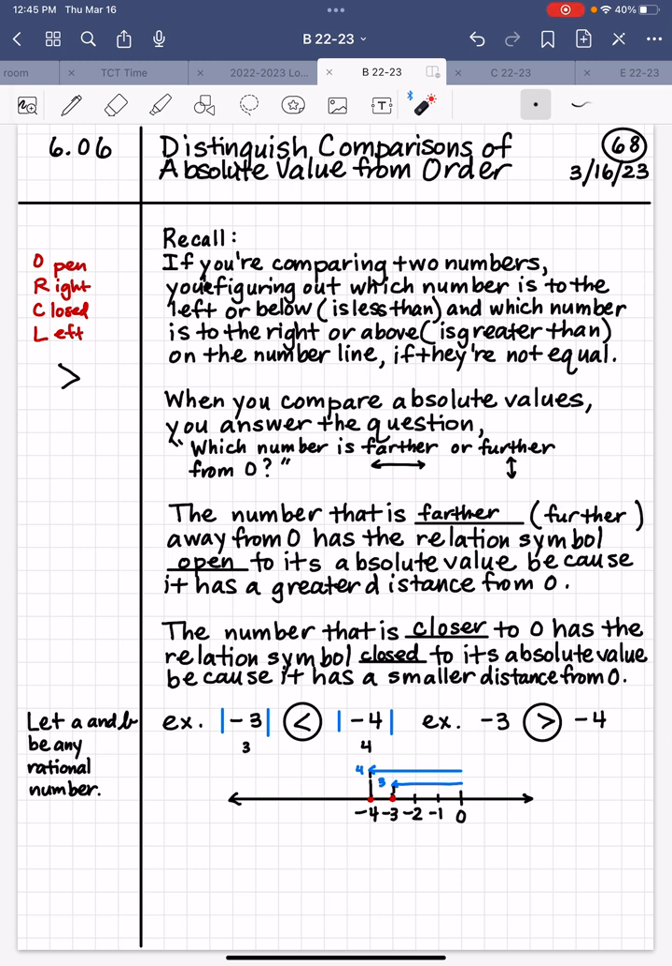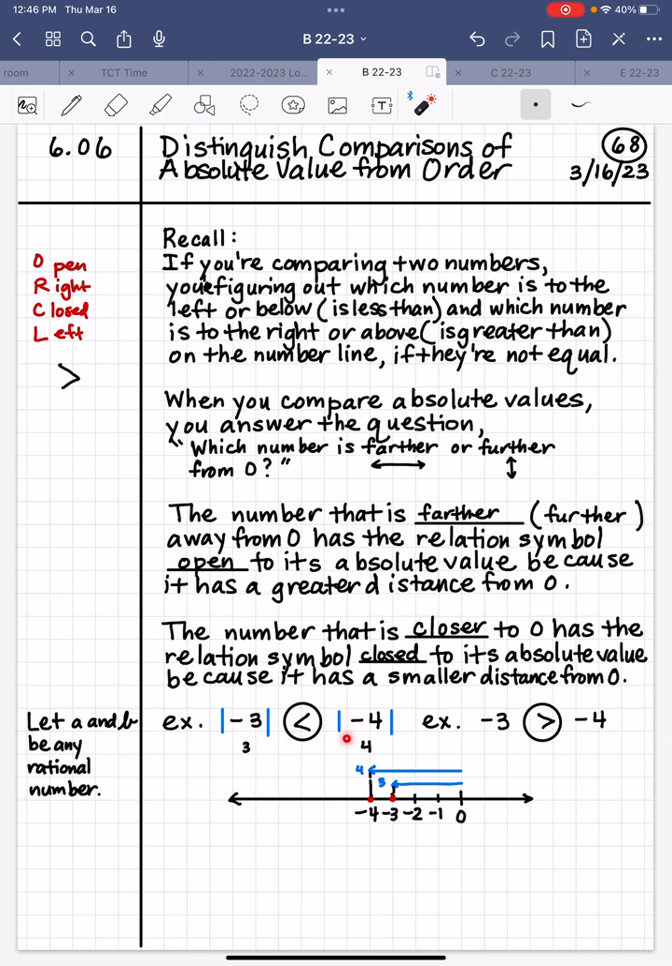And vice versa, if the number is closer to zero, the number that is closer to zero has the relation symbol that is close to its absolute value, because it has a smaller distance from zero. So let's take a look here.